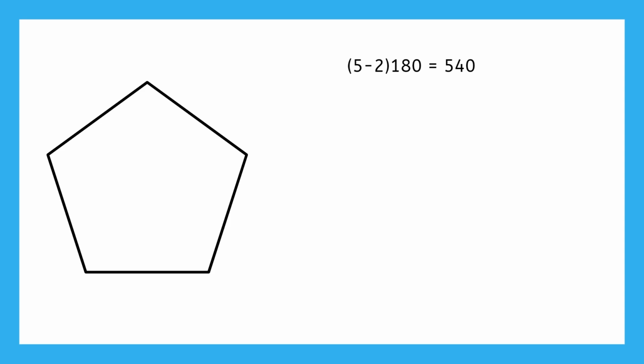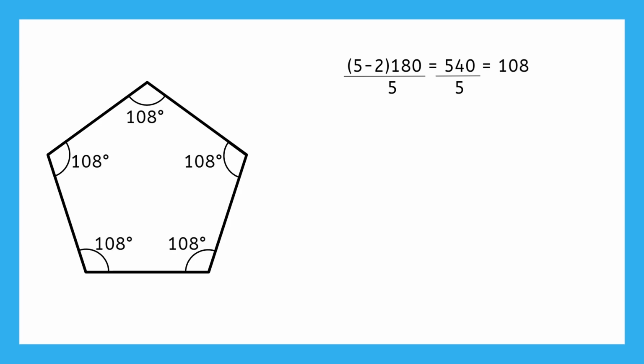Since all these angles add up to 540 degrees, and they're all congruent to each other, how do you think we could figure out just one of these interior angle measures? Take a moment to pause the video and try to figure out the measure of one of these interior angles, knowing that all of them add up to 540. Did you divide 540 by the number of angles? In that case, that would mean we divide by 5. And this gives us 108 degrees for each interior angle.